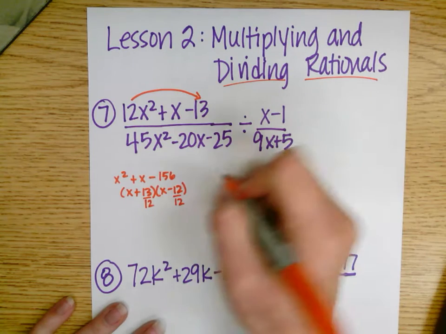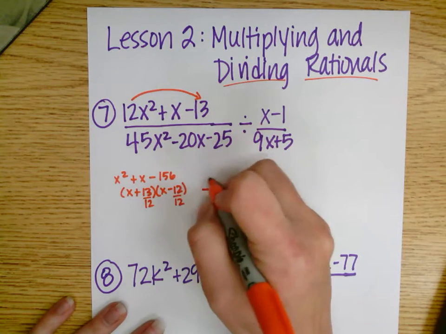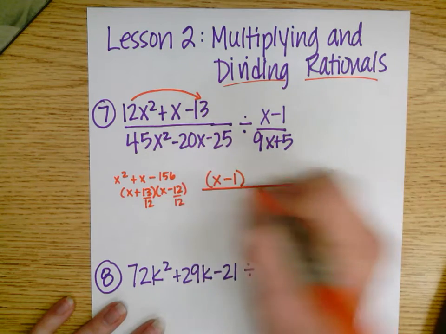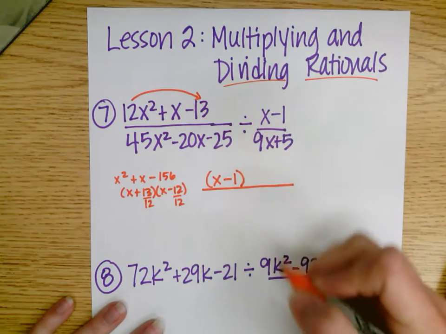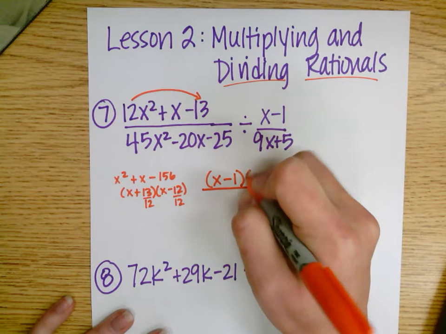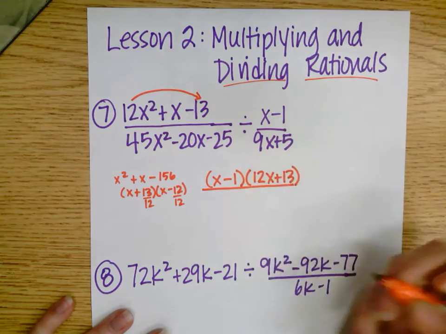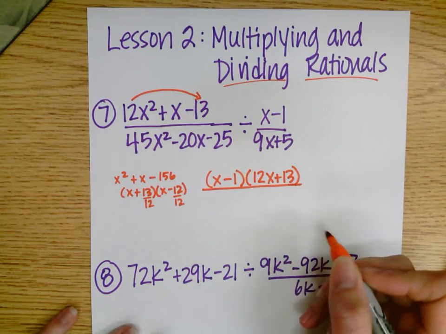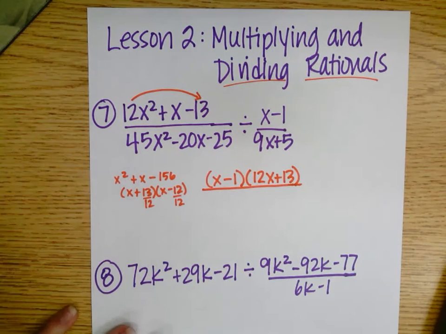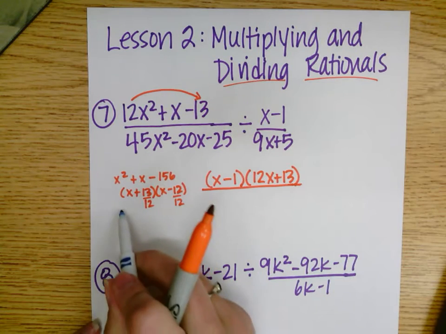Alright, so my first fraction, my numerator, is going to reduce, so it'll be x minus 1, which is nice because I'll end up having that in the denominator. And then I'll have to move this 12 back, so this will be 12 times x plus 13. Alright, so I've got the first piece done.